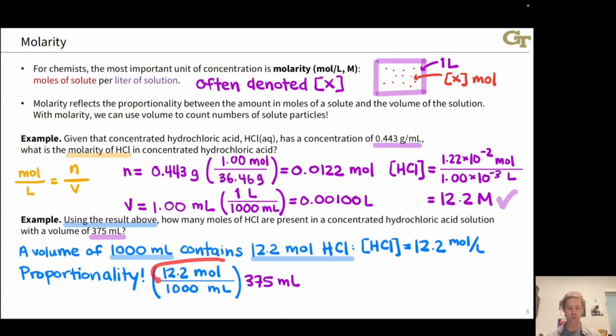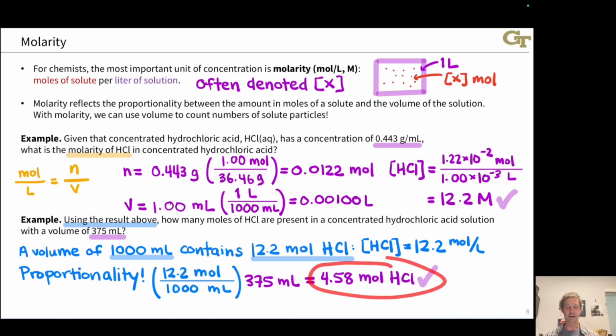There are 12.2 moles of HCl for every 1,000 milliliters of the solution. We've got, in this particular example, 375 milliliters of the solution. And multiplying all this out, we arrive at the moles of HCl, 4.58. Notice we've got about a third of a liter in terms of the volume, and the number of moles of HCl we have is about a third of the number of moles in a liter of concentrated HCl. Proportionality, right? Lower volume means a lower number of moles, and the relationship is linear. So we can do this kind of linear multiplication in order to figure this out.